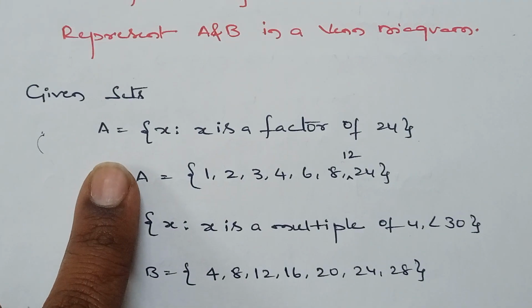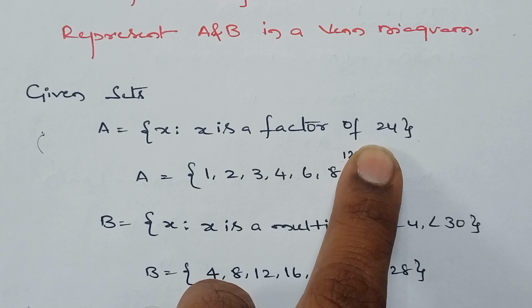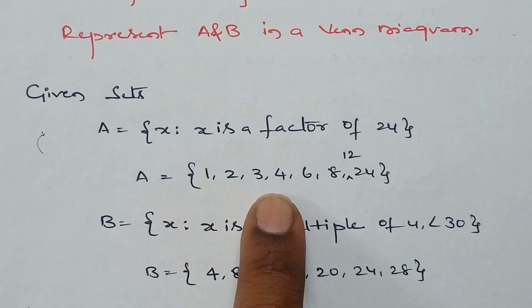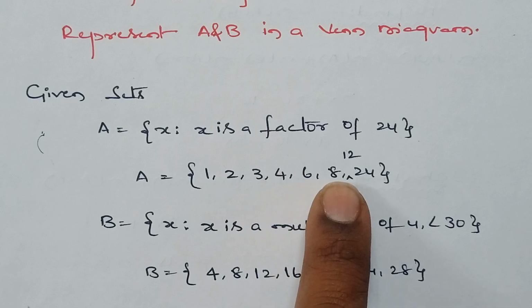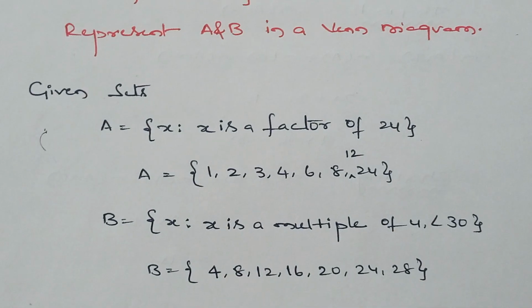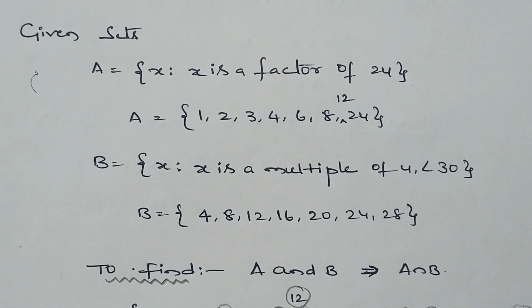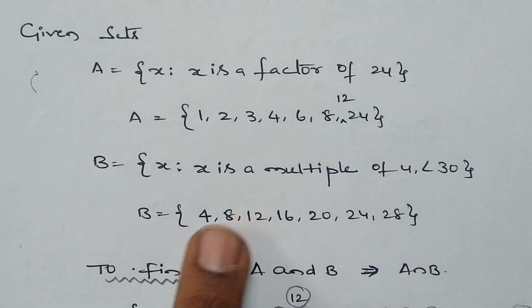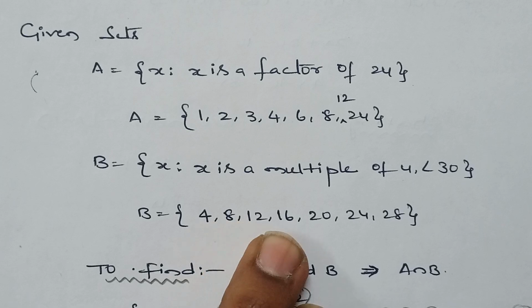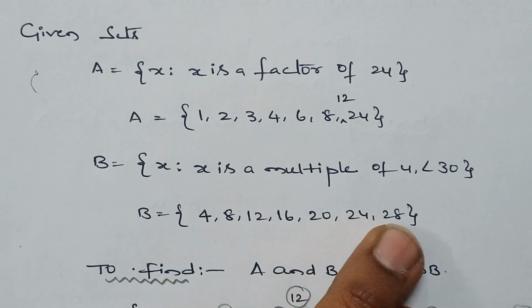Set A: what are the factors of 24? They give it in set builder form, so convert it into roster form: 1, 2, 3, 4, 6, 8, 12 and 24. These are the factors of 24. Now coming to set B, what is given? x is a multiple of 4 which is less than 30. So what are the multiples of 4 which are less than 30? 4, 8, 12, 16, 20, 24 and 28.